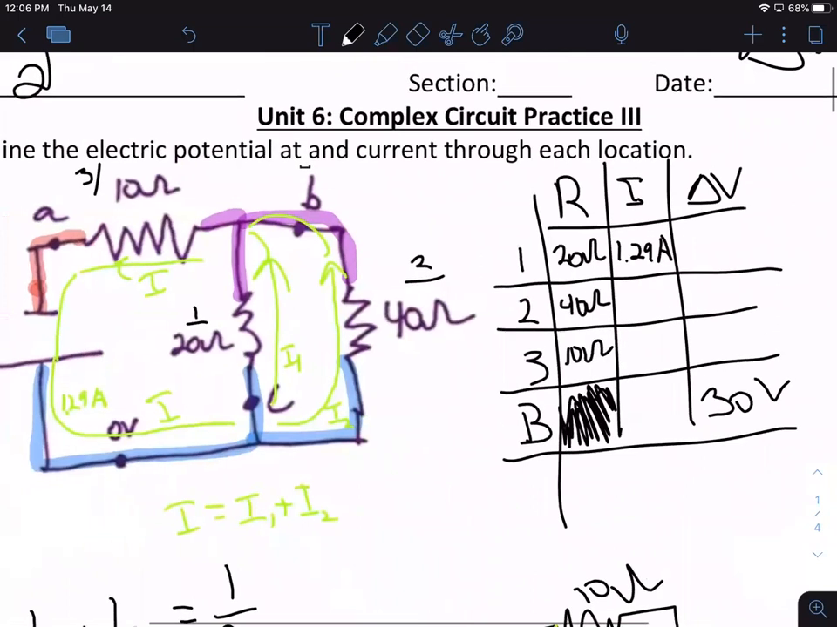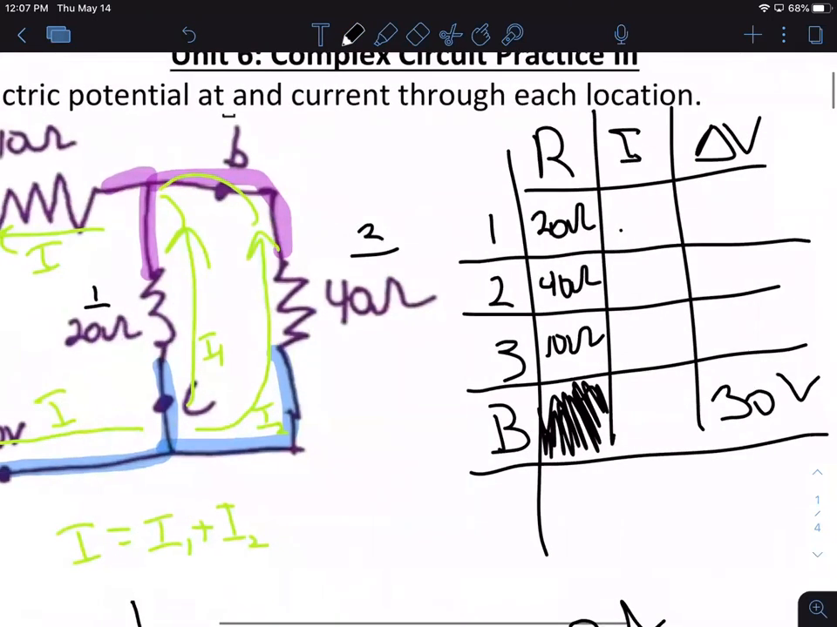So here now that I know the current through this resistor, and I know its resistance, I can find how much it's changing the voltage by. Oops, sorry, I put this in the wrong spot. 1.29 amps is going through resistor 3. So resistor 3 has a voltage change of 12.9 volts. Delta V equals IR, so R times I equals delta V.